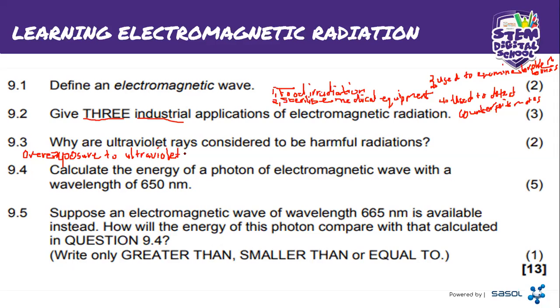Remember, my dear learners, we get ultraviolet rays from the sun, and if you are exposed to them for a long time, you risk getting a condition that we refer to as skin cancer. So overexposure to ultraviolet rays can lead to skin cancer. And that is why, my dear learners, you must not be in the sun for a long time.